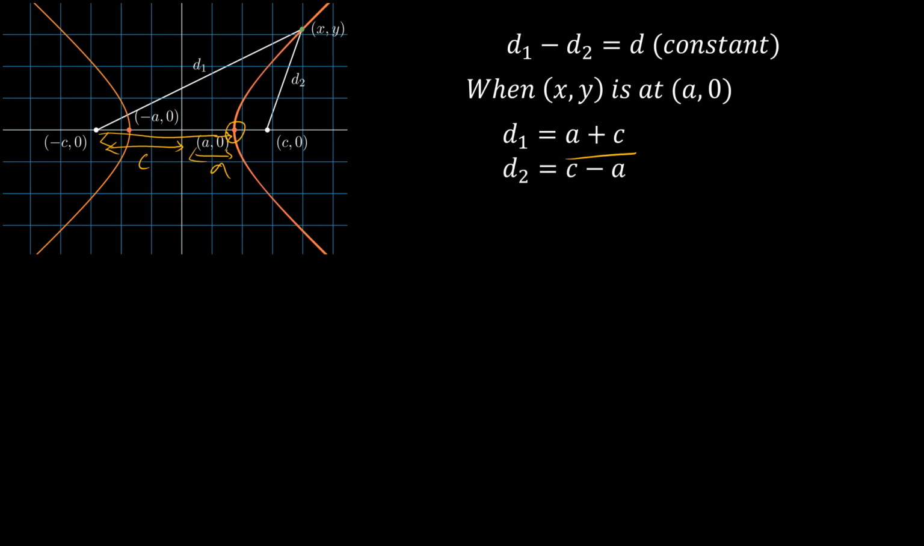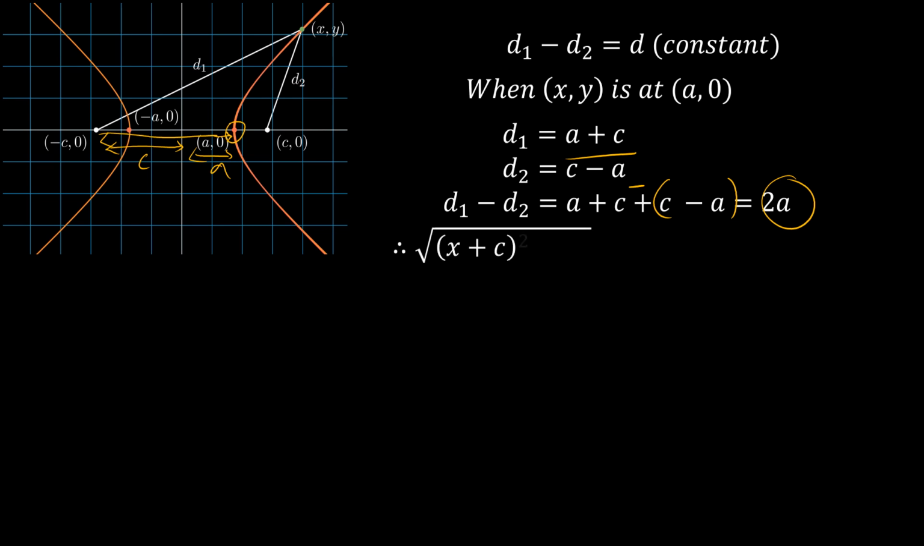And then d2 is just going to be equal to c minus a, such that the difference d1 minus d2 is a plus c minus c minus a, and this is equal to 2a, right? So therefore now d1, which is the square root of x minus c squared plus y minus 0 squared, minus d2, which is the square root of x plus c squared plus y squared, is equal to 2a.